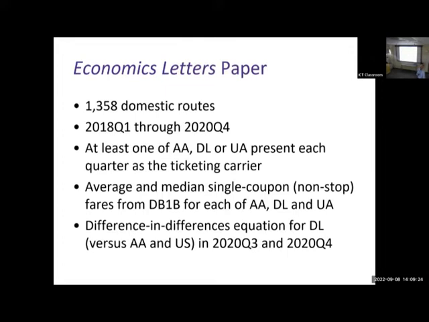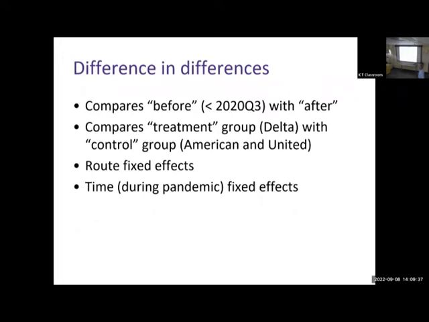This is used in lots of areas of economics. Think of some social policy applied to a certain group of recipients and not to a control group, and you see if their behavior changes. So you choose a before and an after period, a treatment group and a control group. Then usually you throw in a bunch of factors, like route fixed effects, which are constant across time, and maybe some time fixed effects. For example, we know that during the pandemic prices fell for everyone. The question is, given that airline prices fell, maybe they fell a bit less for Delta than for the other two. That's what we're trying to do with these differences-in-differences equations.